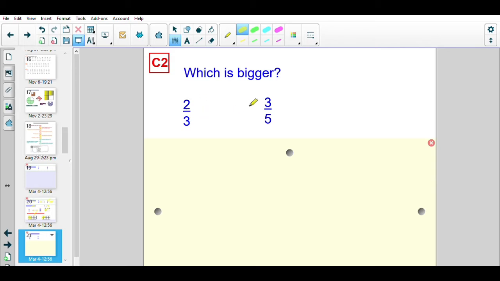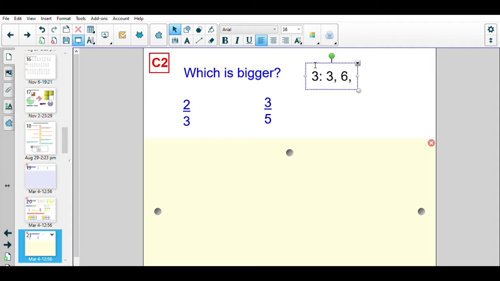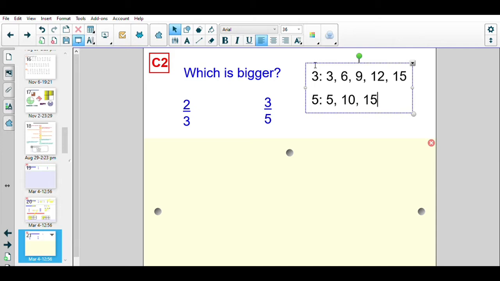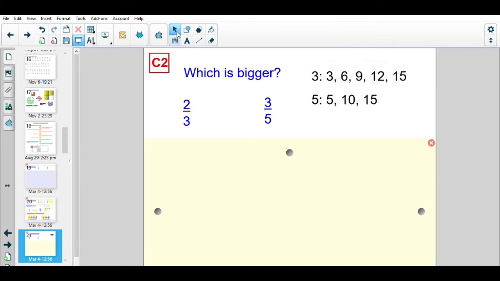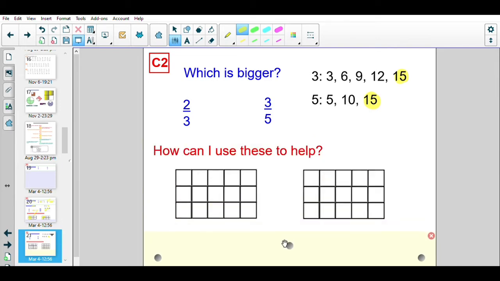Pause the video and have a go at this question. Okay, in this example, again, we have two fractions that don't have the same denominator. To be able to find the common denominator, I'm going to list the multiples of both denominators. I can see that my lowest common multiple is 15. So now I know I can draw a rectangle that's been divided into 15 equal parts.